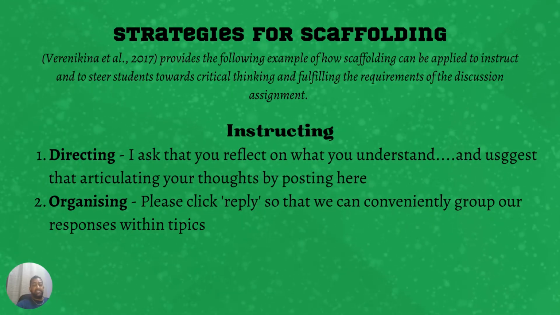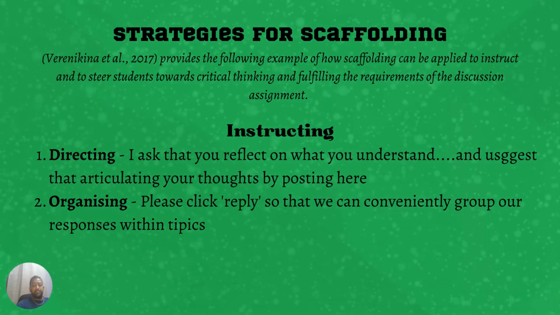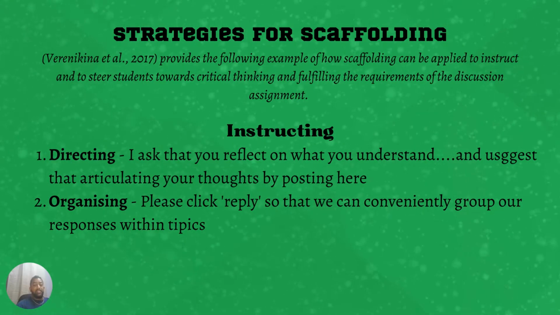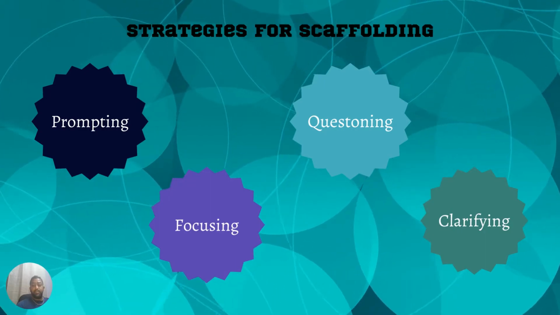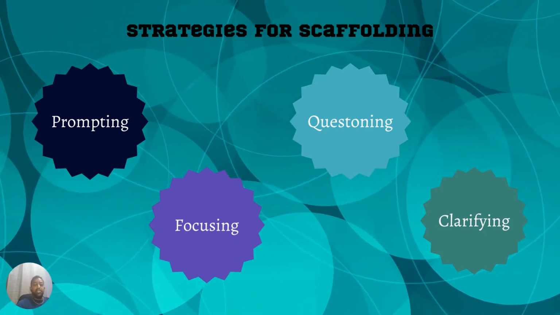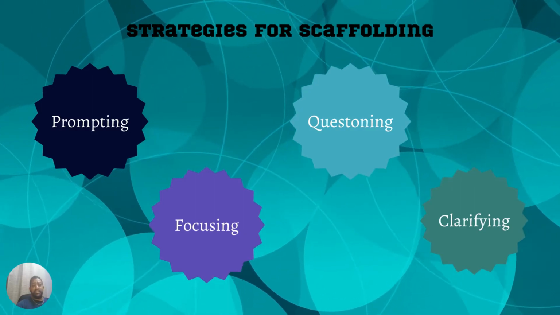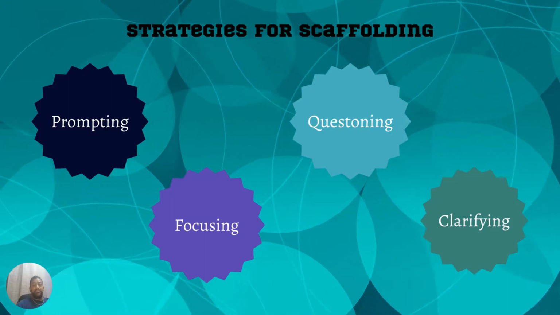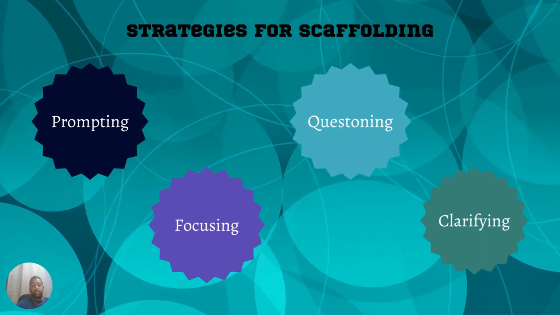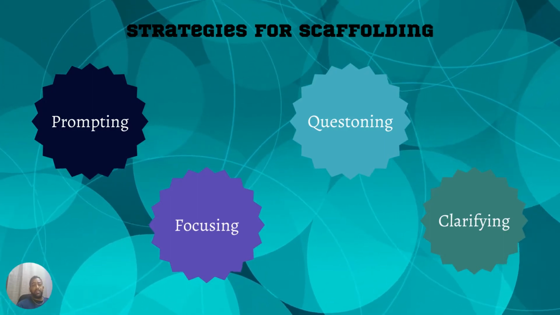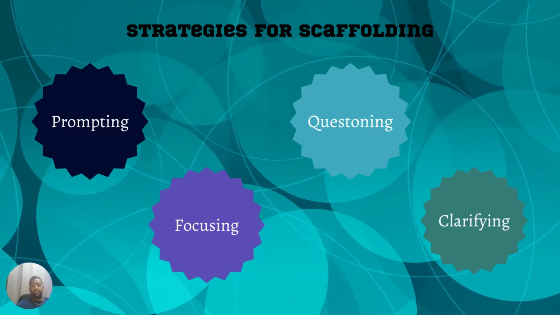Scaffolding can allow you to give explicit instructions regarding what and how to post. You may use statements such as, reflect on what you understand and articulate your thoughts here, or ensure that you click reply to respond. To encourage students to think more critically, you can prompt them using statements such as, my research and experience relates to this context because. You can also help them to focus by suggesting sentence starters. For example, an interesting point in the course notes reads that, so that they know they need to be writing about the course notes rather than veering off on other topics.